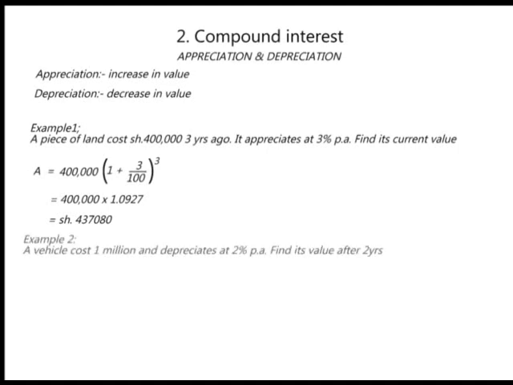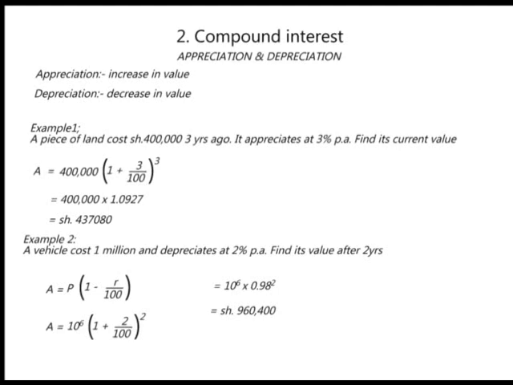In depreciation, the same formula is used, but the plus sign is replaced with a minus. That is, amount is equal to P into 1 minus R over 100 raised to power N. For example, a vehicle costs 1 million and depreciates at 2% per annum. Find its value after 2 years. Amount will be equal to 10 raised to power 6 into 1 minus 2 over 100 raised to power 2. That is 10 raised to power 6 times 0.98 squared. That will give us 960,400.